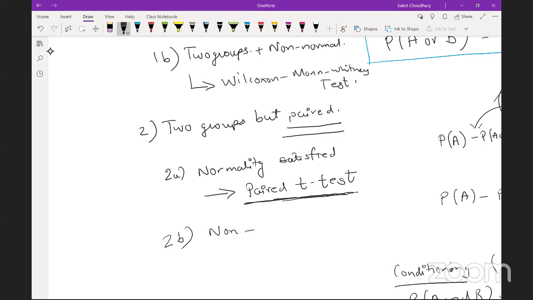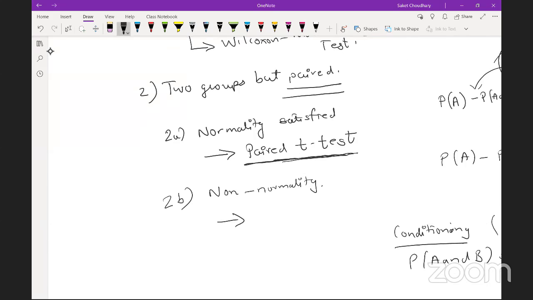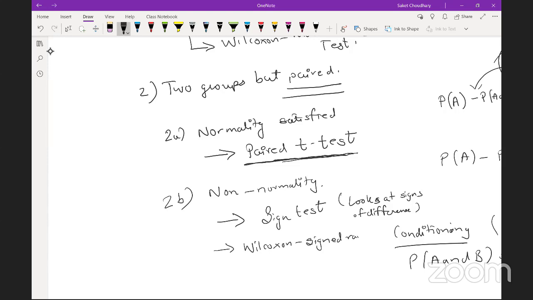And we again have a new criterion here, non-normality. If the data is not normal, we have a few choices of test. We saw a sign test, which just looks at the signs of the differences. So it just looks at signs. And we also had a different version of Wilcoxon, the Wilcoxon signed-rank test. Do you see the hierarchy of how we built this up?